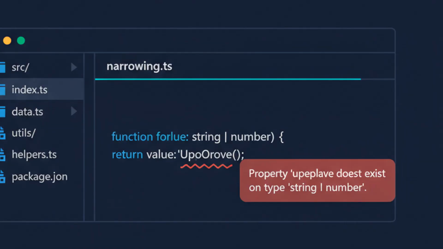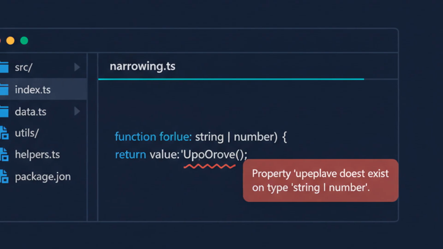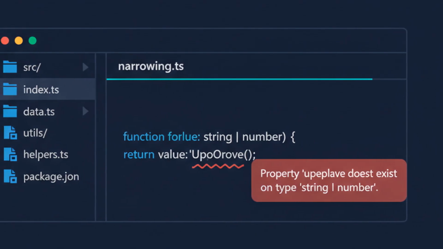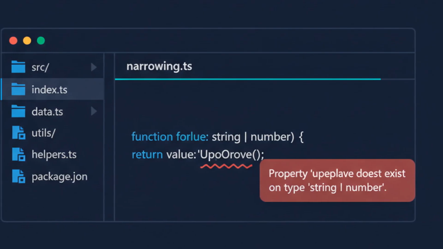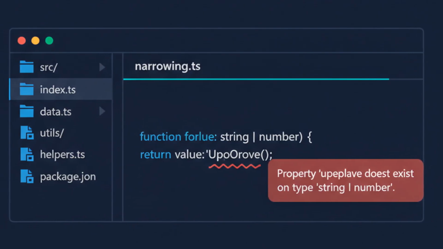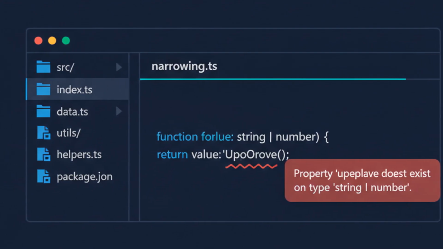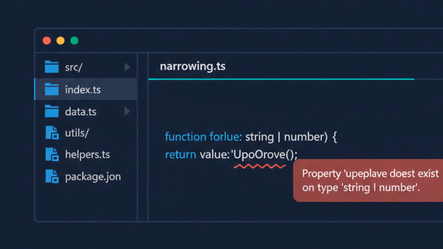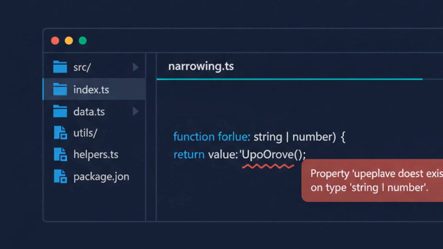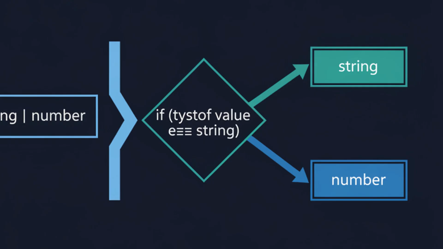Imagine a function that accepts either a string or a number. In TypeScript, we describe that with a union type, written as string | number. The problem is, when you have both possibilities, TypeScript won't let you call string methods. Because what if it's actually a number? Watch this. The compiler throws an error on toUpperCase. It's not being difficult, it's protecting you.